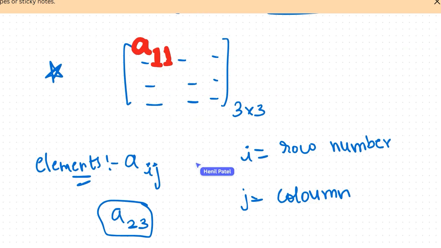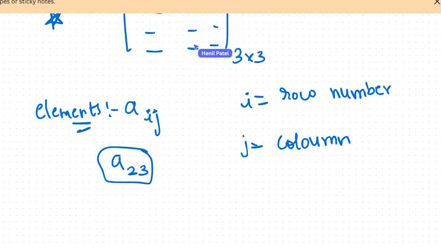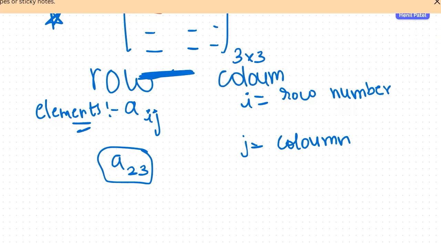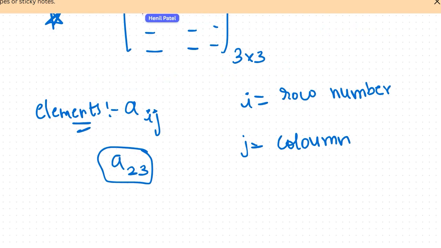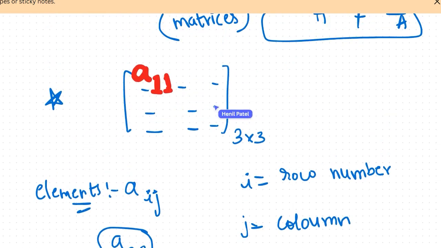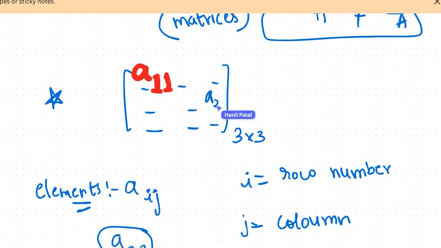The way I remember row and column is, you write row like this, right? Sometimes we write W like this, so it's horizontal. Column means you write N, like this, so it's vertical. Second row, third column, this one. This is A23.